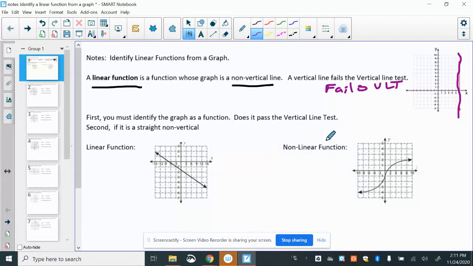This is an example of a nonlinear function. While it is a function, it certainly passes the vertical line test. What it is not is straight. So that makes it nonlinear.